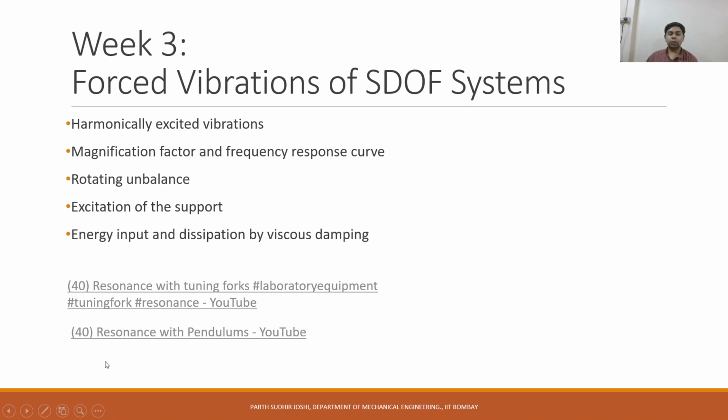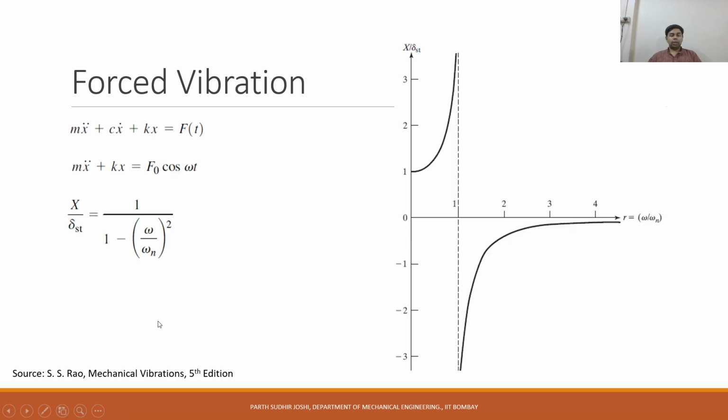So resonance is a phenomenon which is important in musical instruments, and often it is used for tuning musical instruments. So let us go through some of the basic concepts related to forced vibrations. So we have this equation of motion for forced vibrations for damped systems, where damping is present. C is the coefficient of damping, and M and K are the mass and stiffness respectively of the system.